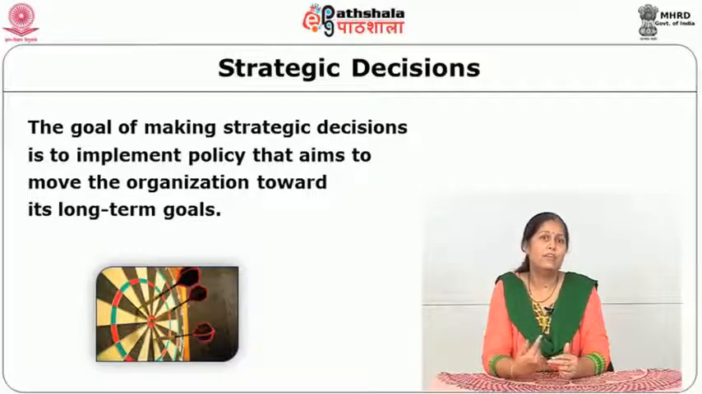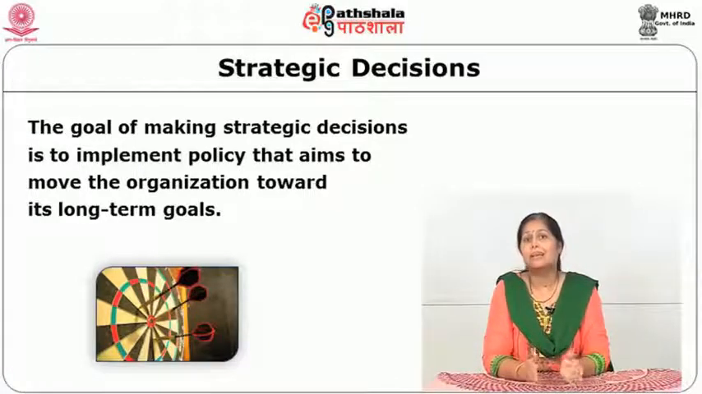For this he has to find out the strategy, and while implementing the strategy, the manager has to find out the strengths and weaknesses of the organization. Considering those strengths and weaknesses, the manager has to find out a new strategy in implementing this kind of decision. That is why it is known as a strategic decision.